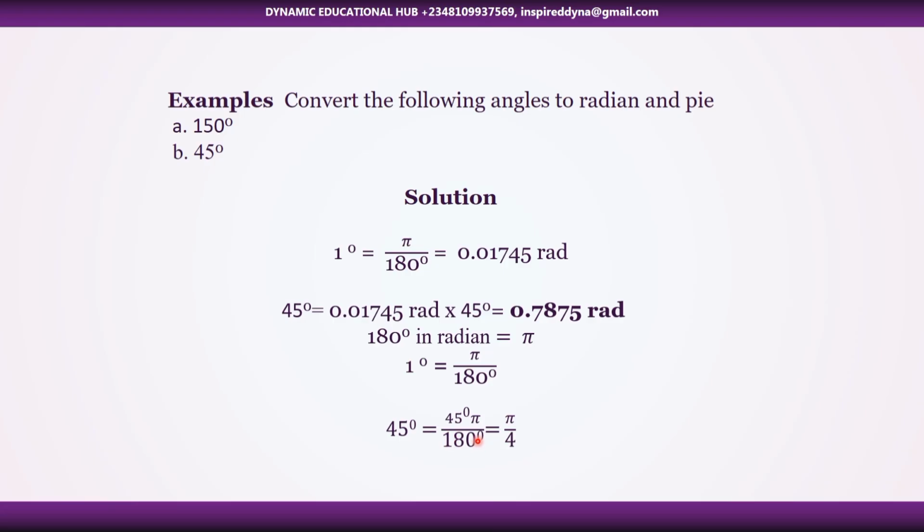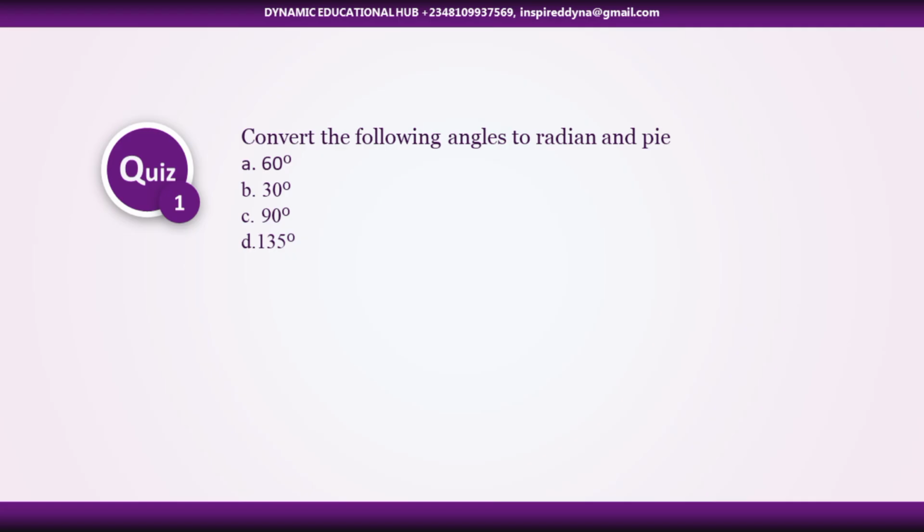180 divided by 45 gives 4, because 45 multiplied by 2 is 90. How many 90s do we have in 180? We have 2. So 2 times 2 is 4. We now have pi over 4. So 45 degrees is also pi over 4 in radian. And 45 degrees is equal to what? 0.7875 radian. Now, I believe you can convert angles to radian and to pi in radian.